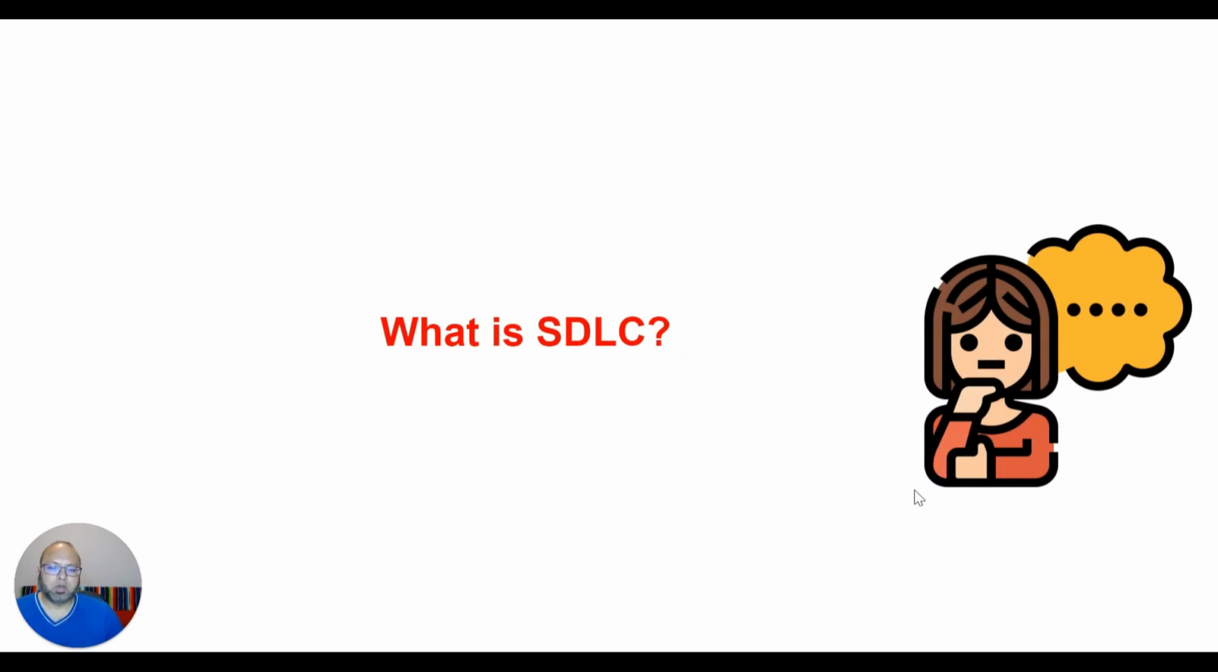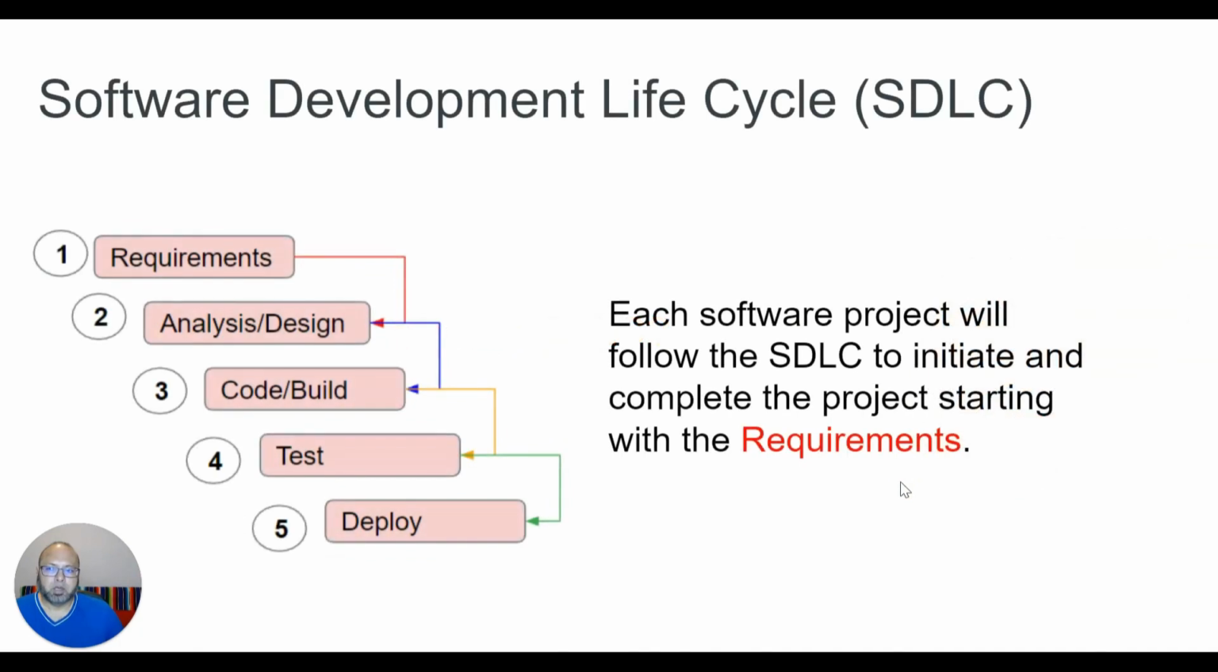So first of all, what is SDLC? SDLC is software development lifecycle. That means it has the requirements phase. You start with the requirements, the scope of the project, you analyze it, you design it, and then you build it, code it, development, and then you test it, and then you deploy it. These are the 5 distinct sequential phases of SDLC.